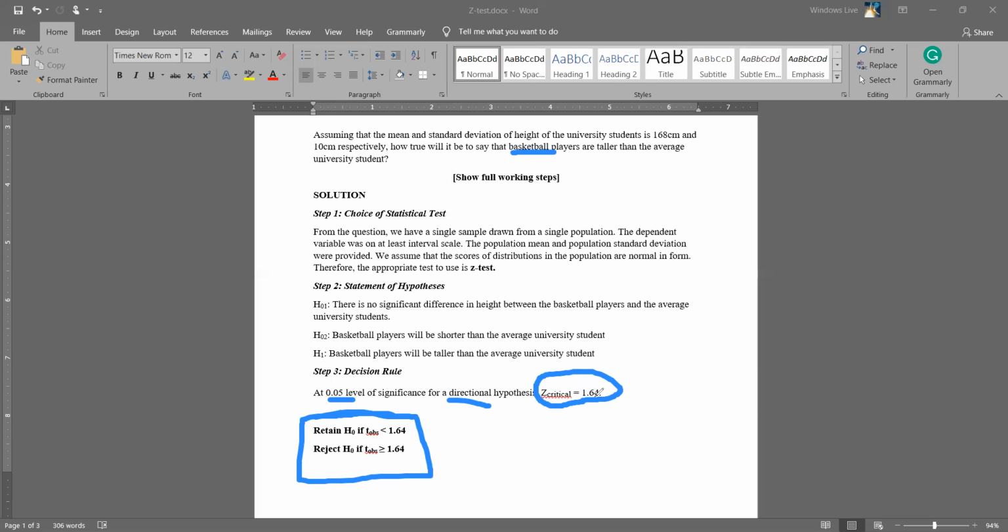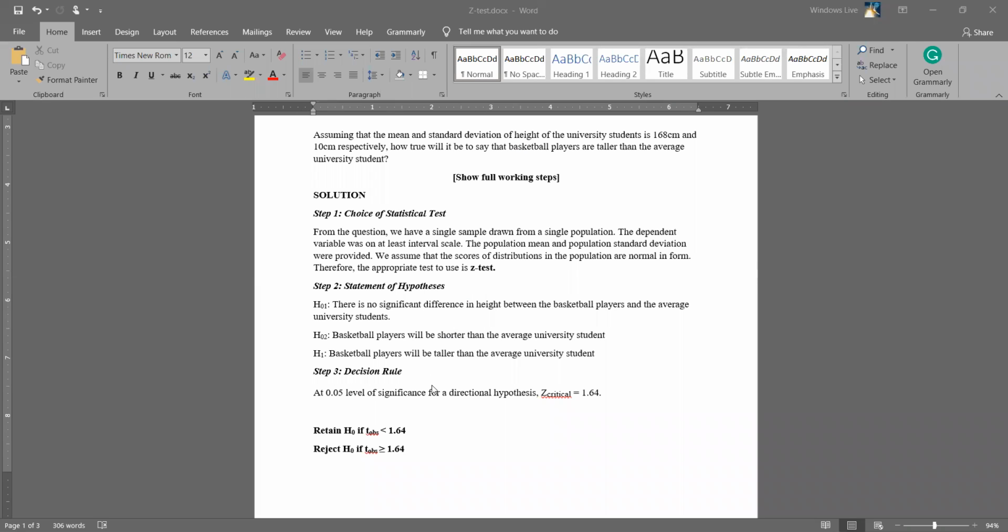But we are setting a rule that when the value that you'll be solving, that's the t observed, is less than the critical value that we generated, 1.64, we have no other option than to retain H0. But when it is greater than or equal to 1.64, we have to reject H0. So that will be for all when it comes to step 3, decision rule.